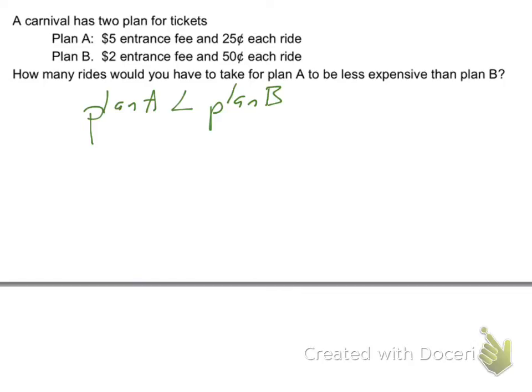Plan A: 5 plus 0.25x should be less than 2.5x. I'll let you guys solve that, but there will be a break-even point, which allows me to say, hey, at this many rides, which will not be a solution to this problem because we're less than. But we are trying to find out at what point does it tip for plan A to be more cost effective than plan B.